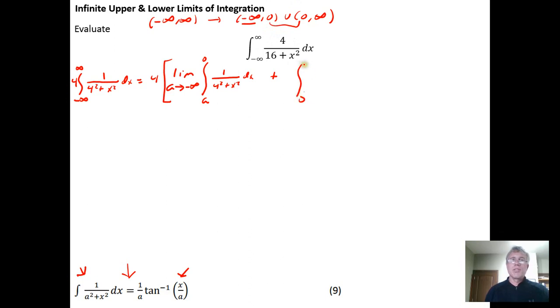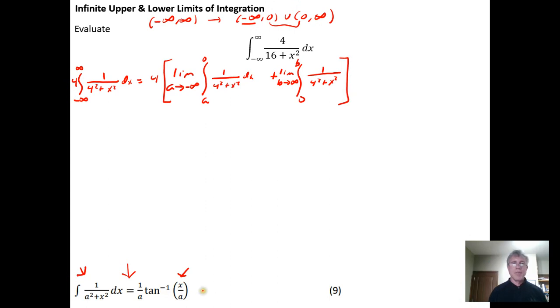I'm going to pick up at 0 and run to b, but we're going to take the limit on the second integral as b goes to infinity. So we're breaking the negative infinity to infinity up into two chunks that we can attack individually. This is going to be 1 over 4 squared plus x squared dx, and we'll close off this parentheses.